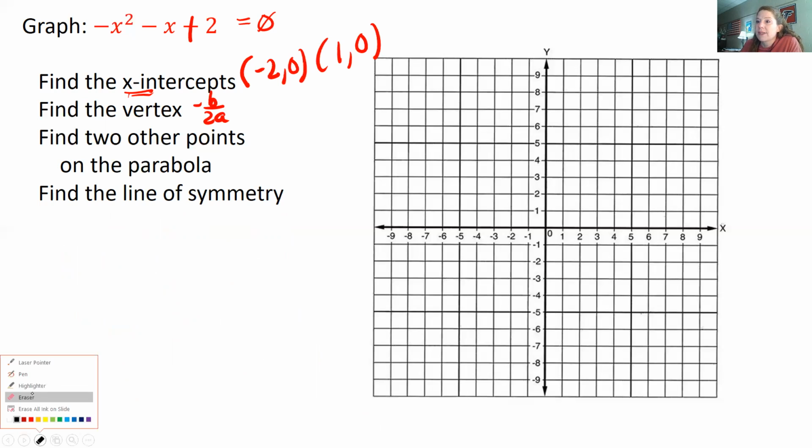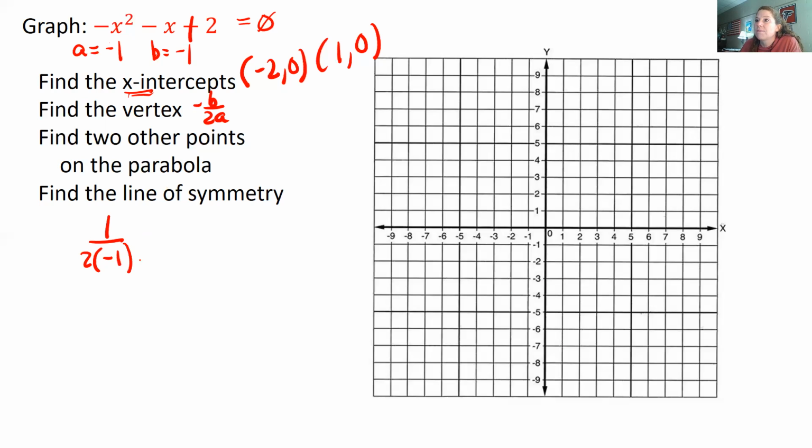All righty, let's figure out, going back to our original equation, a is -1 and b is also -1, okay? So we're gonna do the opposite of b. Well, b is -1, the opposite of -1 is +1, and 2 times -1 is -2, so 1 over -2, we have -1/2. So that's our x value.